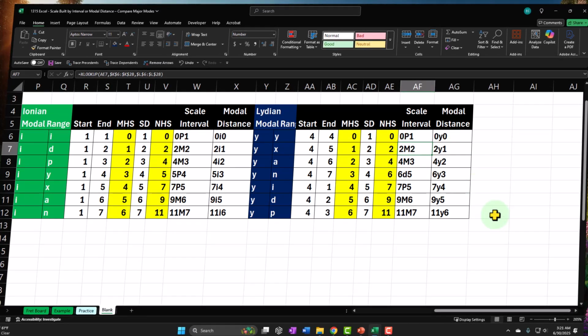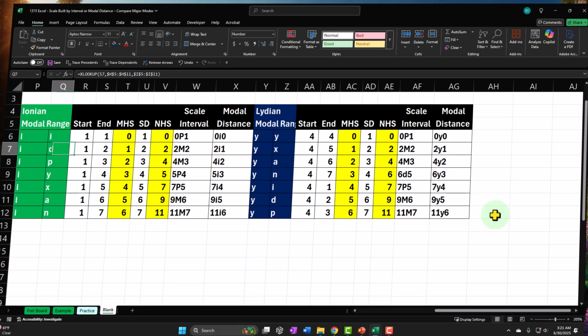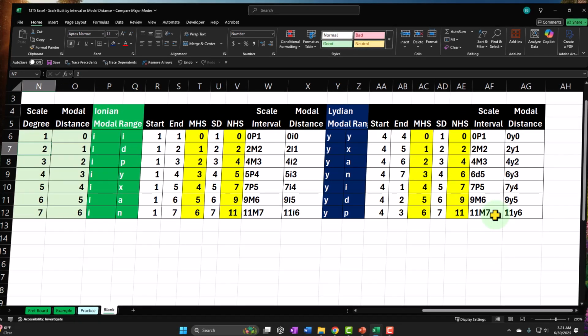Okay, so that's the general idea. So that looks good. I think everything looks good there. I think I should be able to copy this over to the next one as well.